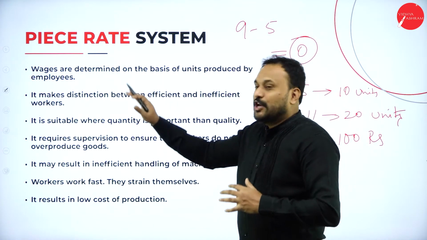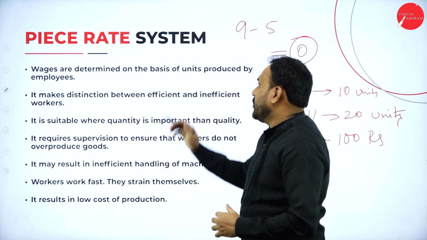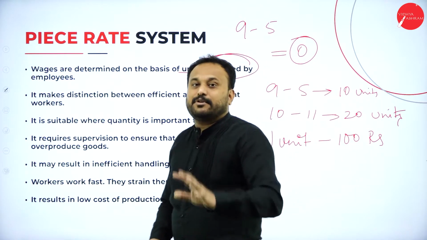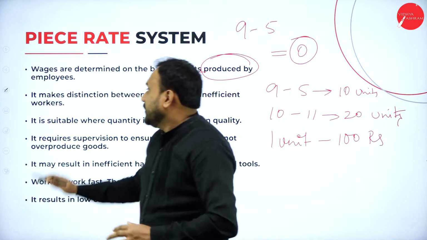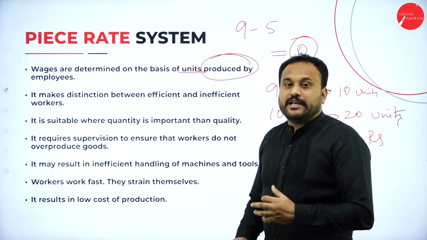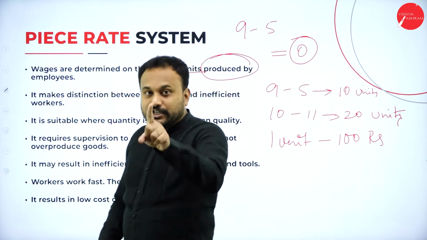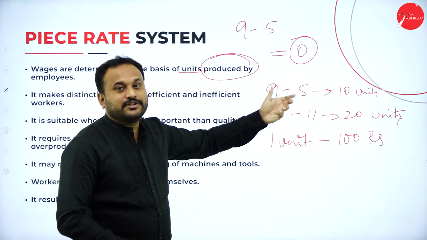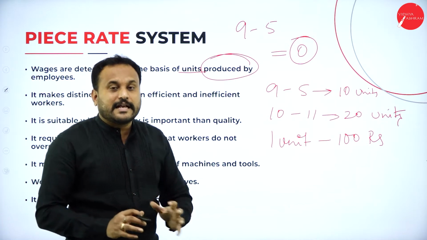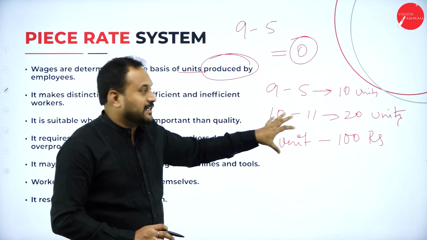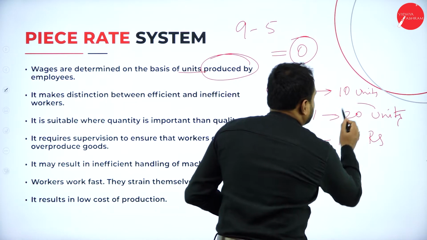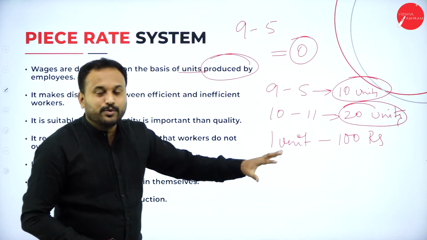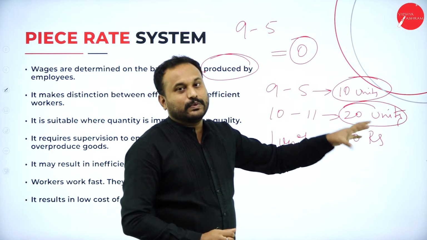The first one here is wages are determined on the basis of units produced by employees. When I say employees, it's the laborers as well. It makes distinction between efficient and inefficient. Now here you will get to know who is efficient and who is inefficient. The reason is you know how many units individuals have actually produced. So you know who is working and who is not working.